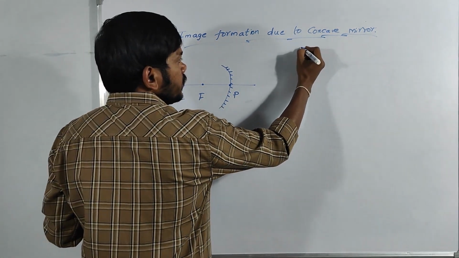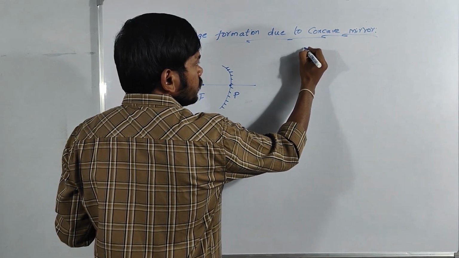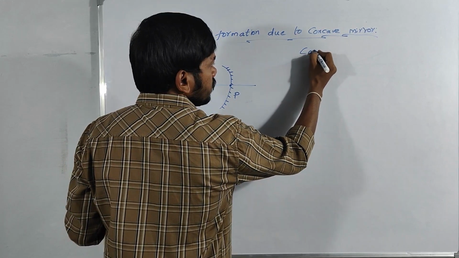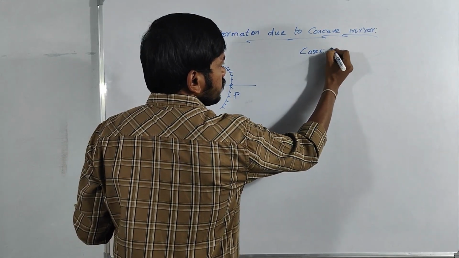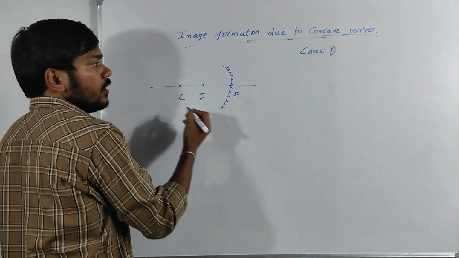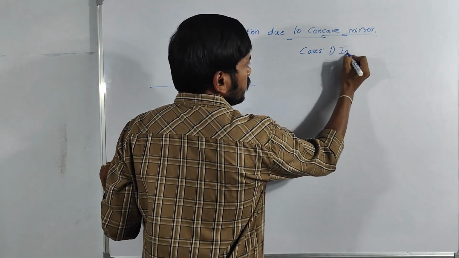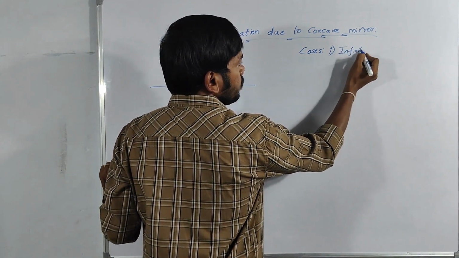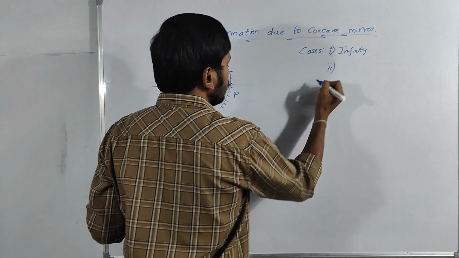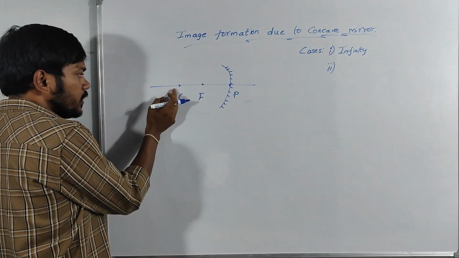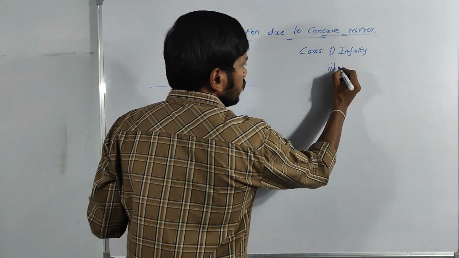Let us discuss the cases. The first one is the object can be kept at infinity. What is the second one? The object can be kept beyond C.